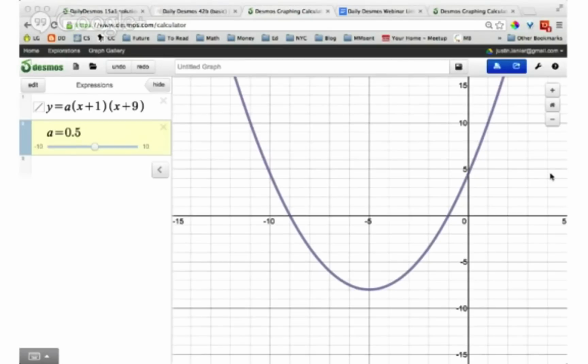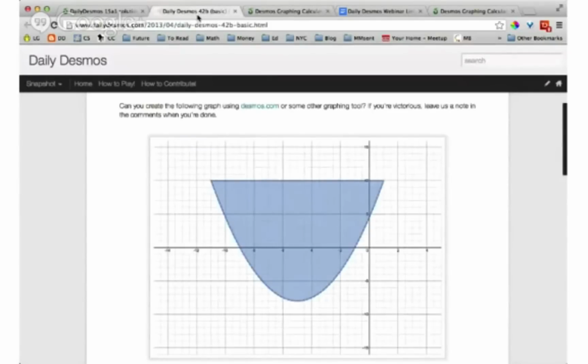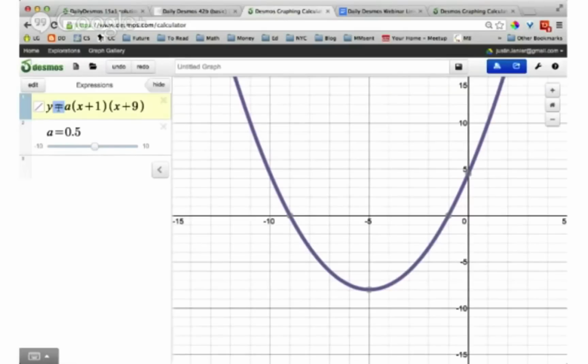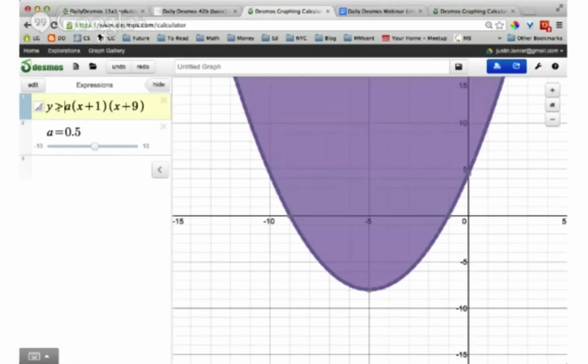And we want to shade what? We want to shade above that. Above that, right? And we don't want to include the line itself. So it's what, greater than? Yeah, so we want y to be greater than that. Or I guess I'll write that.